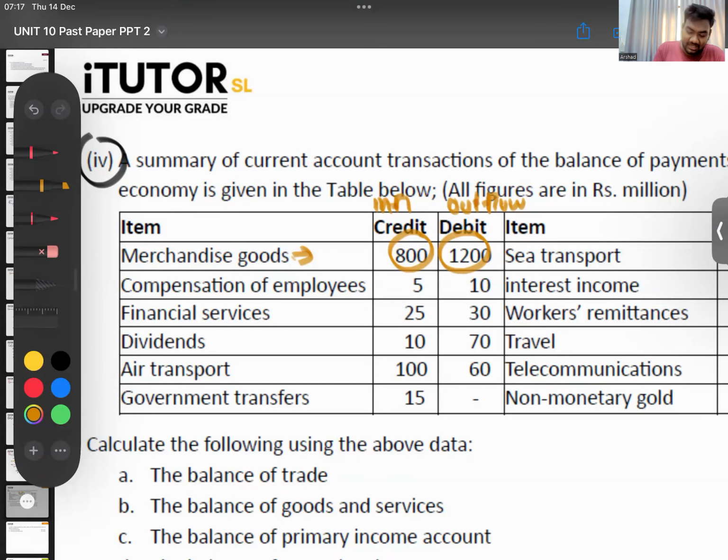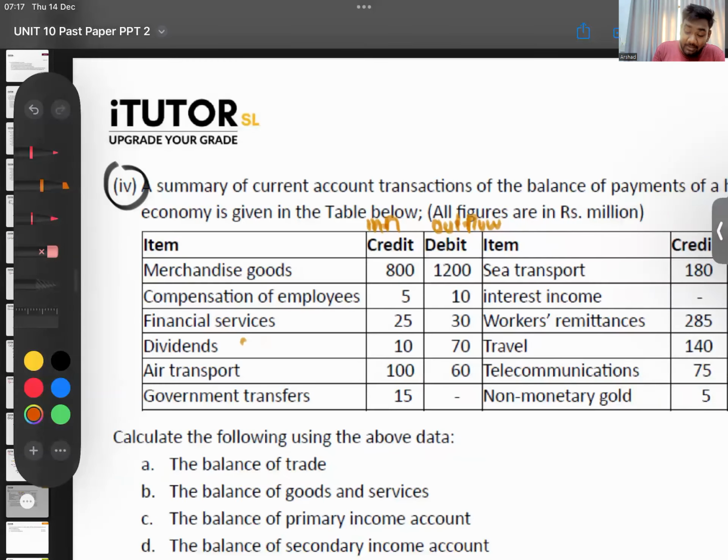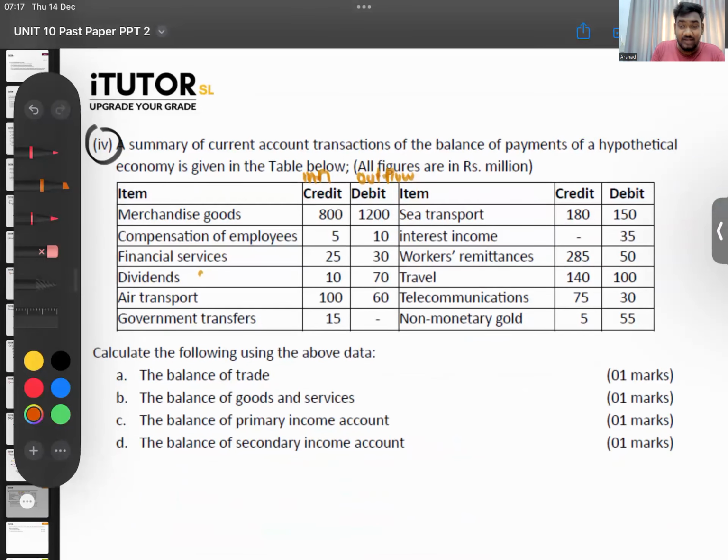Now, for example, if you take dividends here, this 10 is the dividends received, and this 70 is the dividends paid. So credit is what we have received, debit is what we have paid. Right. What are they asking us? The first thing they're asking us is our balance of trade. So how do you find the balance of trade? Balance of trade is the difference between your visible imports and exports, merchandise goods. Is there anything else?